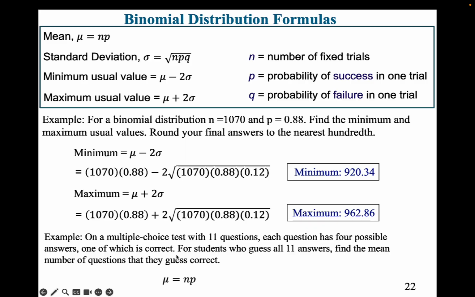So we're going to use the formula mu equals n times p. Our n is going to be the 11, and lowercase p is 1 out of 4, or 0.25, which means that a student who guesses all 11 answers on this type of assessment would get 2.75 on average of those questions correct.